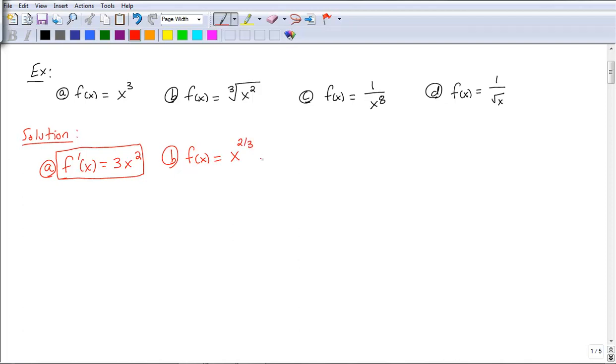Now we have x raised to a power. We can use the power rule to find the derivative. And what the power rule says is the 2/3 gets multiplied in front of the x, and I take 1 away from that power. So it's 2/3 x to the 2/3 minus 1. I have to take 1 away from that power, and when I take 1 away from 2/3, I get negative 1/3.